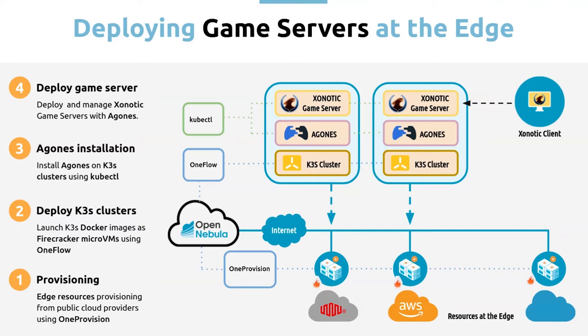Computing resources will be configured by using Firecracker, that is an open source solution by Amazon Web Services, and that has been integrated in OpenNebula to create and manage secure and multi-tenant container-based services and applications. Then, with another tool from OpenNebula that is called OneFlow, we are going to deploy K3s clusters on resources provisioned by OneProvision. So K3s clusters are deployed as Firecracker micro VMs. And we have to take into account that Firecracker micro VMs have a very fast startup time and a very low memory overhead with respect to traditional virtual machines.